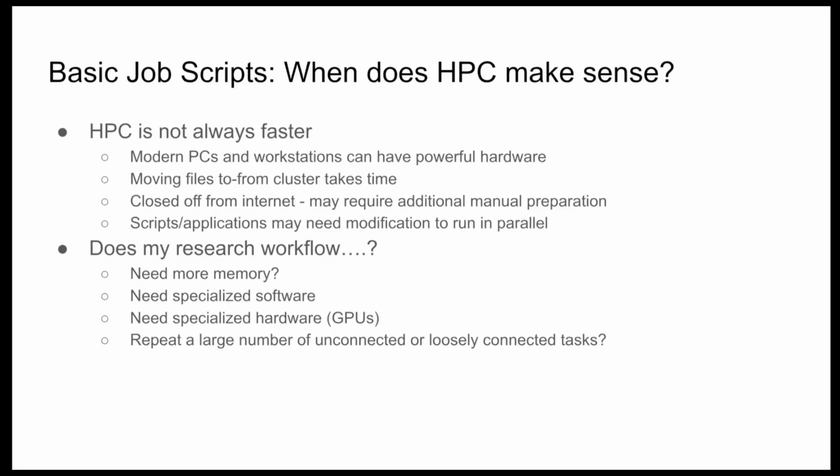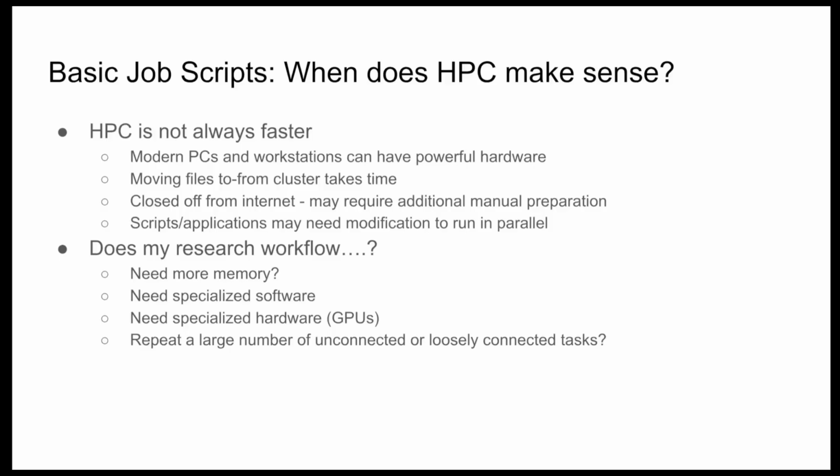Third, if you need specialized hardware, which often means GPUs that aren't available on your machine, even if your workflow isn't a traditional HPC task, you might run it on the HPC to take advantage of those GPUs. That's technically a form of parallelized computing. You're running things in parallel if you're using a GPU, but it might not seem like the typical parallelization that you've heard of in other contexts.